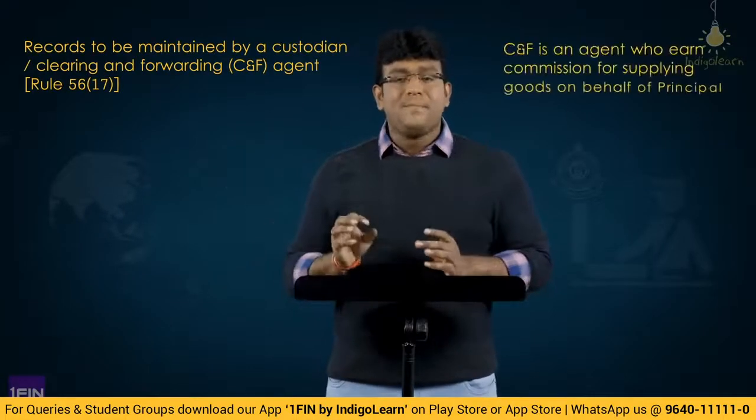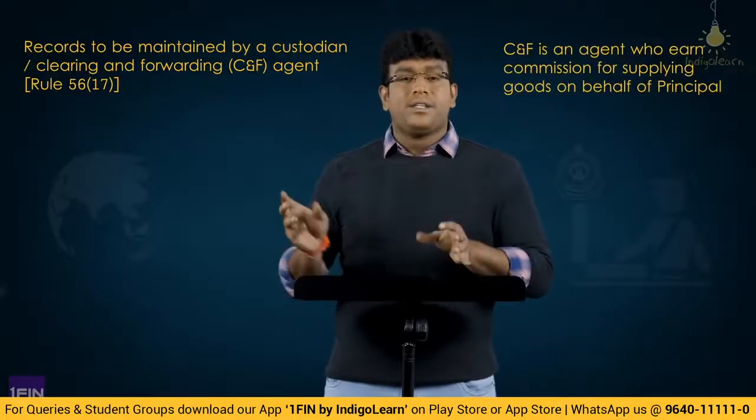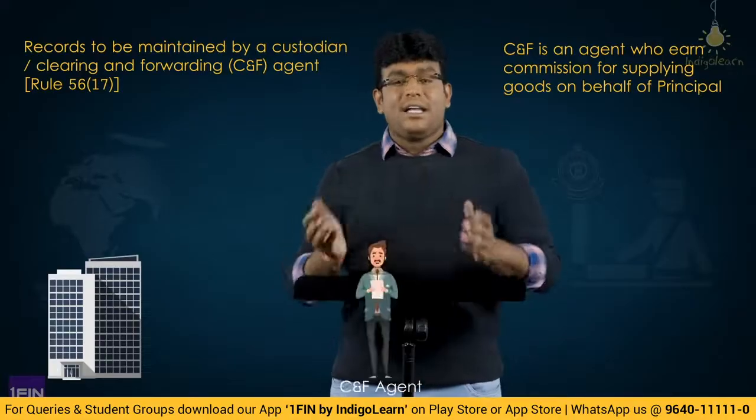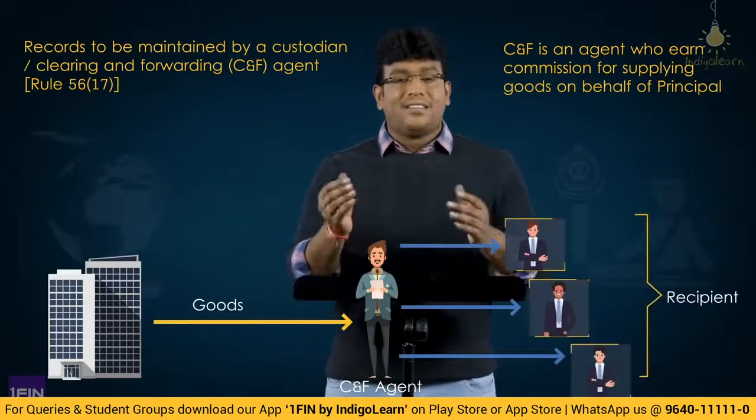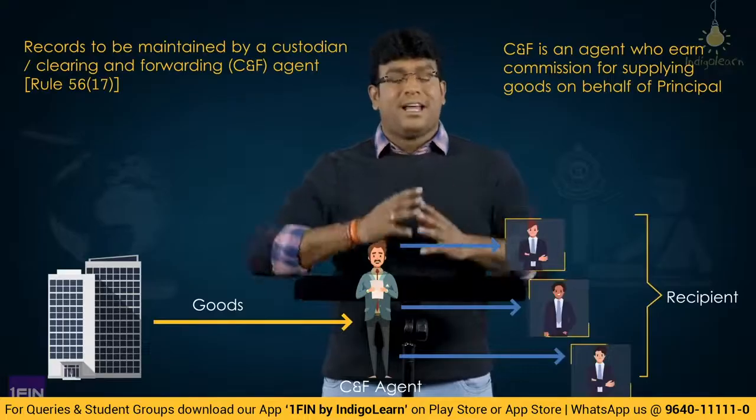A C&F agent is somebody who takes the goods from the principal and supplies goods on behalf of the principal, for which he will get commission income. Correct, right? This is a very common business where generally a lot of companies in respective states appoint a C&F agent, clearing and forwarding agent, whose activity is only to ensure that he will properly get the goods from the company, supply them to the recipients, and then get the commission from the particular company.